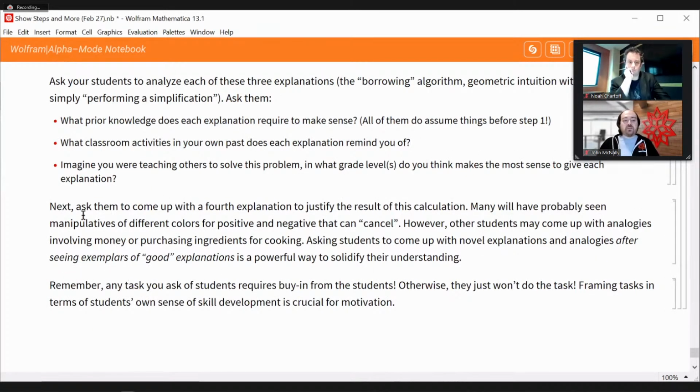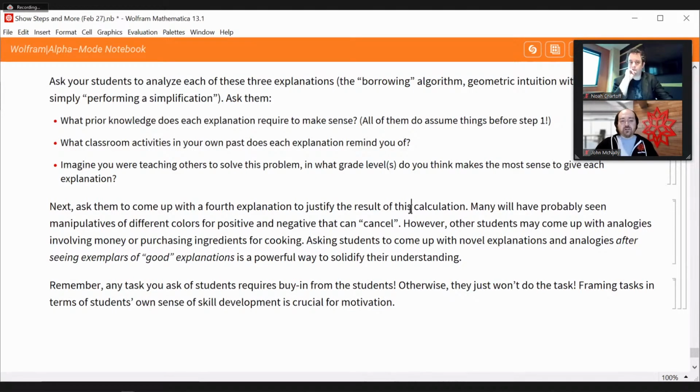So really, the last point I want to make here, before we get into a larger philosophical discussion, is about any activity, including this one. Another thing that you can ask them to do first is to come up with a fourth method of explaining that isn't reflected in any of these three, right? One common one that you might have seen before uses manipulatives of different colors that can combine in order to cancel. But other students might come up with analogies that involve money or purchasing ingredients for cooking or all sorts of things, right?